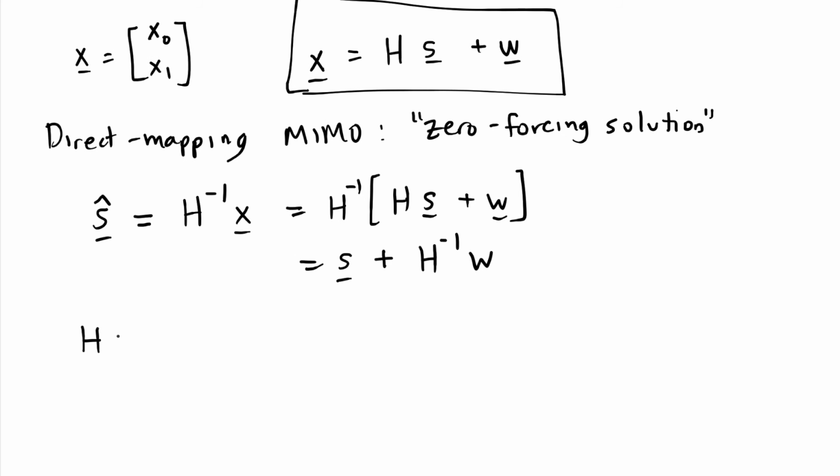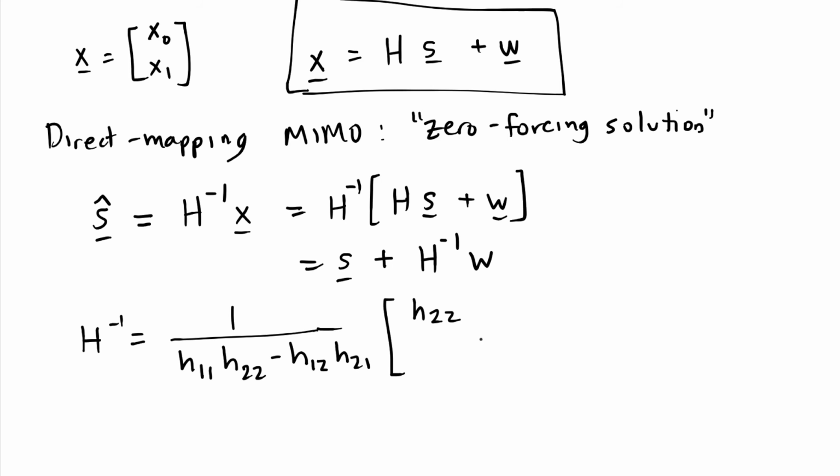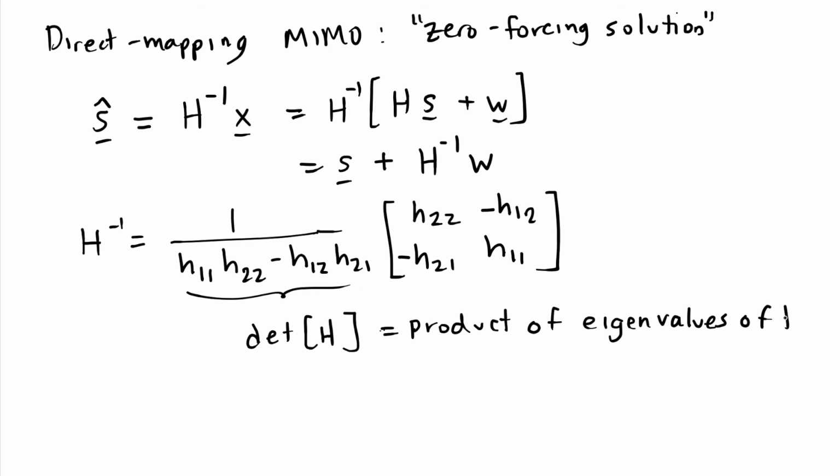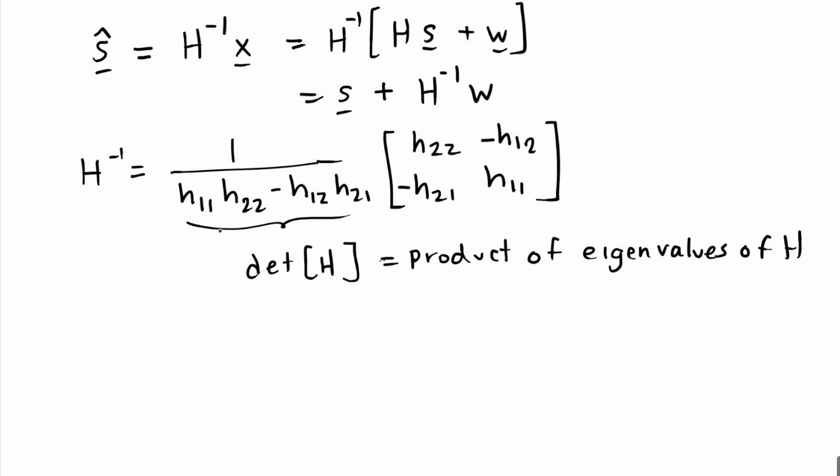Let's get an example for our 2 by 2 matrix. H inverse is equal to... what happens here, I point this out, this is called the determinant of H. If you remember from your linear algebra, this is the product of the eigenvalues of H. I point this out because if this is very close to 0, then this constant becomes very high, and what we're effectively doing is multiplying our noise vector by a large number, a large valued matrix. And this constant, the determinant, becomes close to 0 if any of the eigenvalues of H are close to 0.